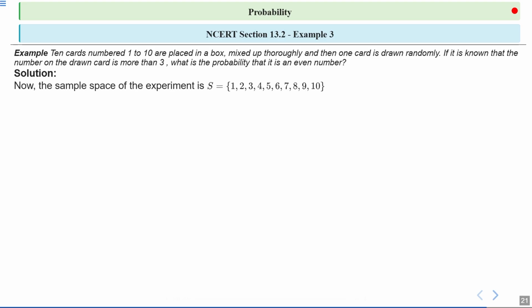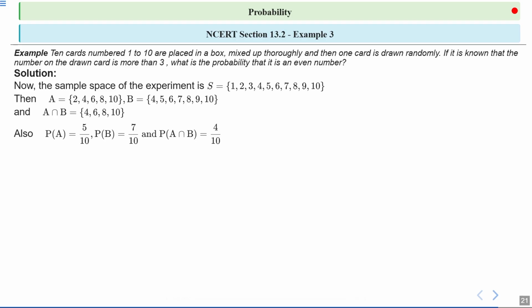Now the sample space of the experiment is S, which is 1, 2, 3, 4, 5, 6, 7, 8, 9, 10. Then event A is 2, 4, 6, 8, 10, and event B is 4, 5, 6, 7, 8, 9, 10. Then A intersection B will be equal to 4, 6, 8, 10. Also, probability of A will be equal to 5 upon 10, probability of B is equal to 7 upon 10, and probability of A intersection B is equal to 4 upon 10.